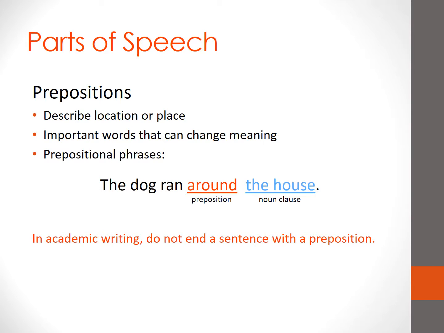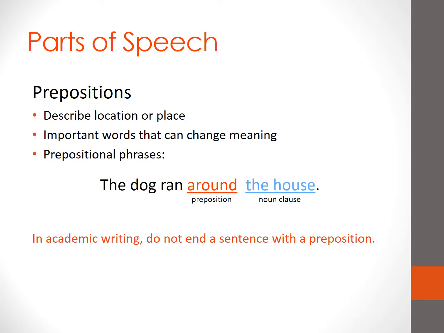So let's look at this sentence. The dog ran around the house. Around is the preposition and the noun clause is the house. In academic writing, do not end a sentence with a preposition. Now that word that goes in the blank there where I have around, if it can fit in that blank and make sense, it's probably a preposition. Not always. Now there are some exceptions, but the dog ran around the house.